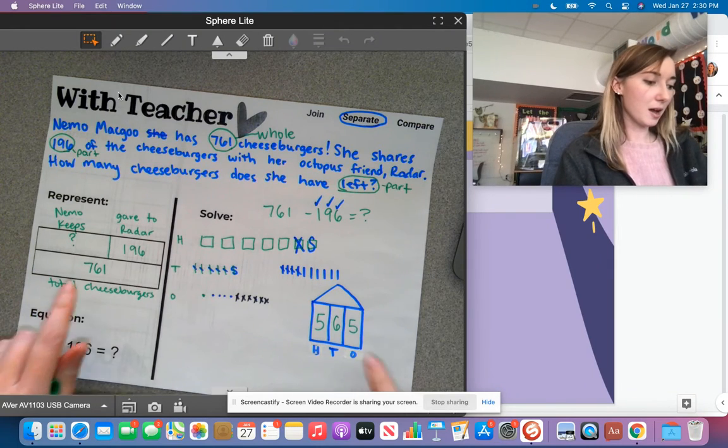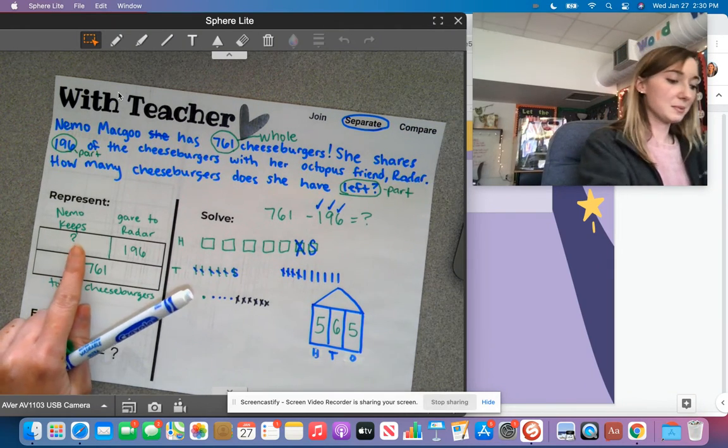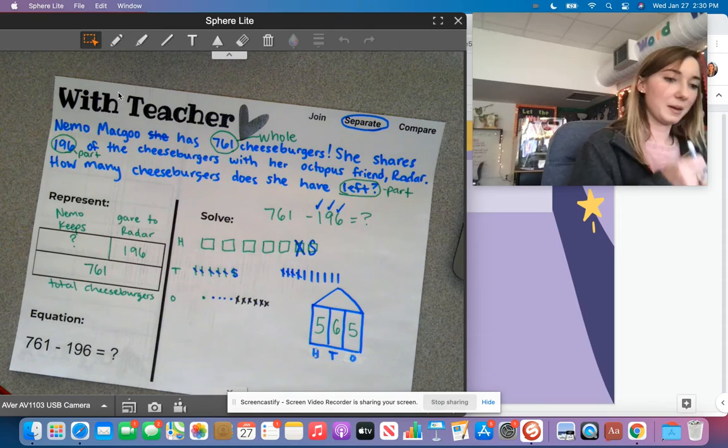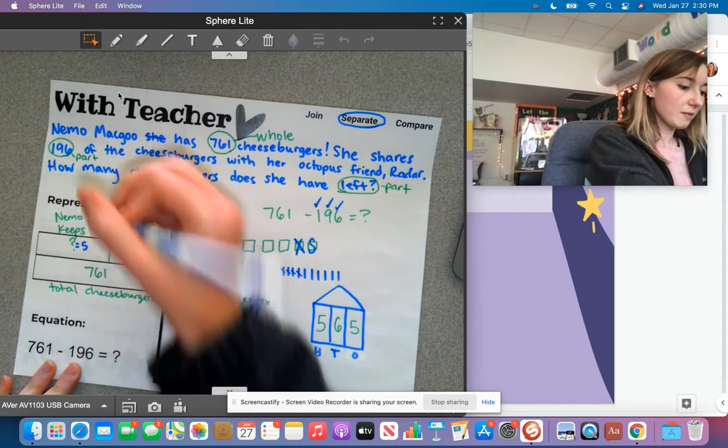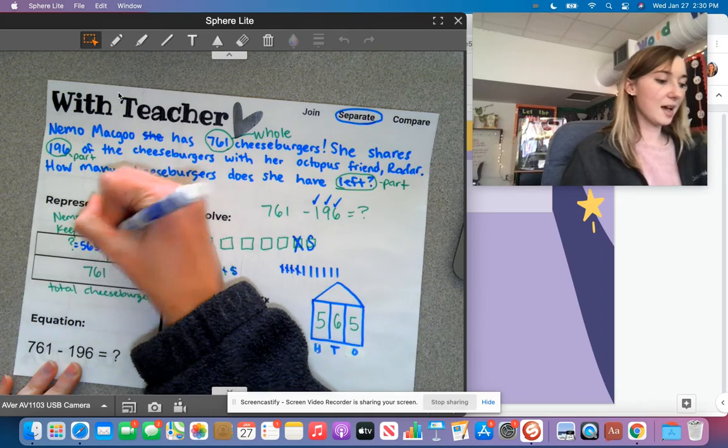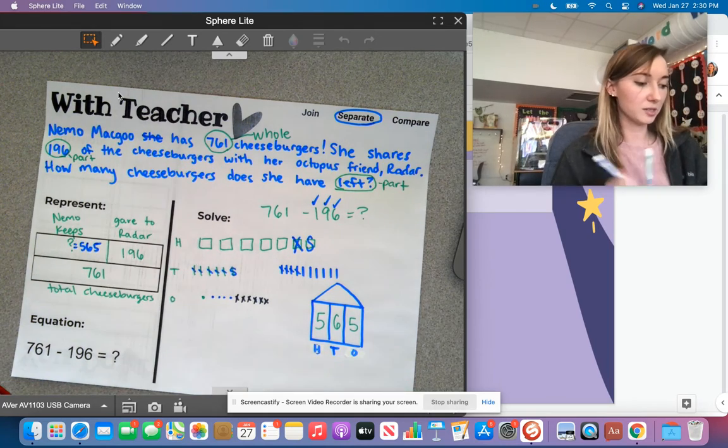565 is the number of cheeseburgers that Nemo keeps. I'm actually going to take it over there and put it in my strip diagram to show you where that fits in so nicely. 565, that is the cheeseburgers that Nemo gets to keep.